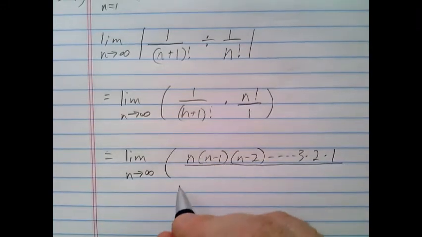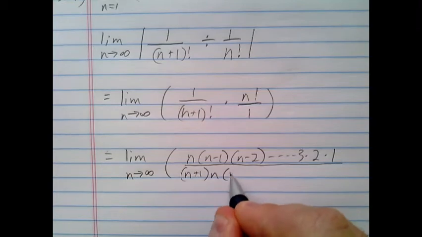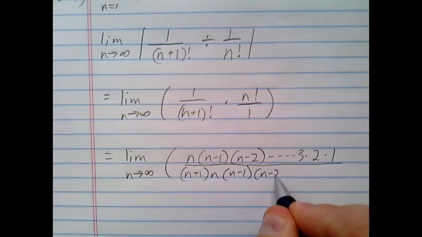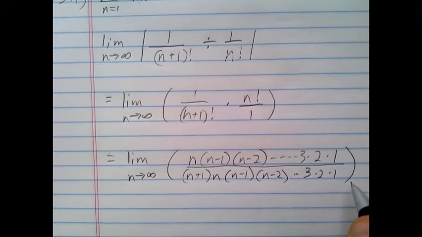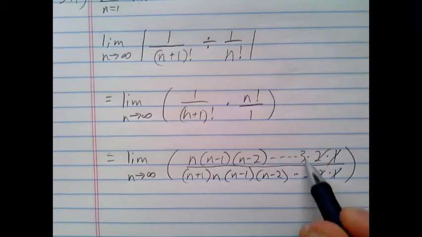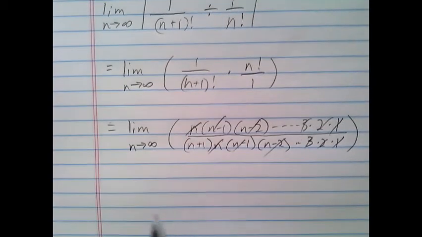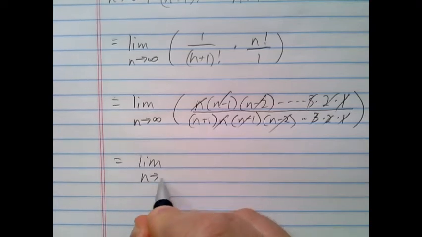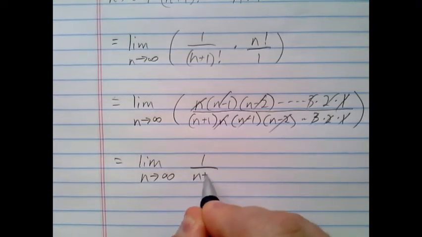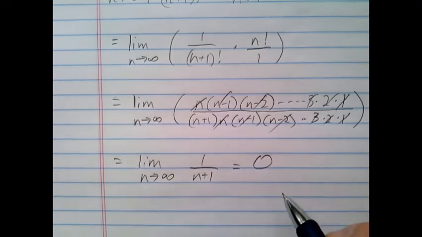N plus 1 factorial would start with n plus 1, and then we decrease by 1 to get n, and then n minus 1, and then n minus 2, and all the way back to 3, 2, 1. Now notice, everything is going to cancel. All these factors cancel, except that n plus 1 in the denominator. So now we have the limit as n goes to infinity of 1 over n plus 1. Okay, and of course, that's easy to compute. That goes to 0.